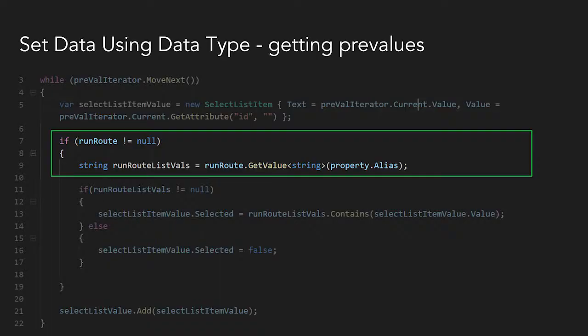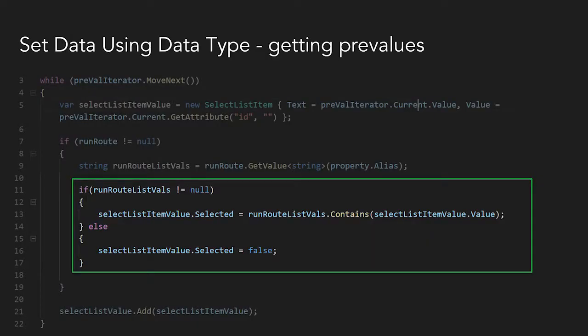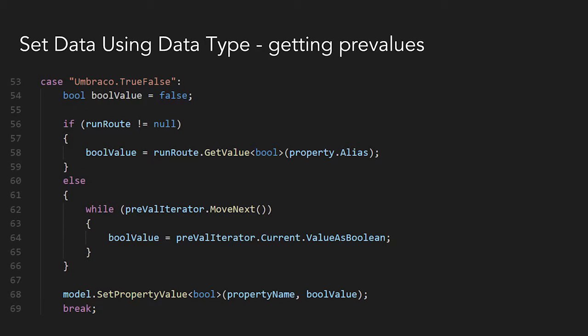Then we want to see if we're actually passing in that run route. If there is some pre-existing data, we want to check whether any of the currently selected checkboxes are in this value. So here, this is where we can set those true values. And then we add it to the list, and that's cool. We've now got all those values for that. There's true, false, exactly the same.